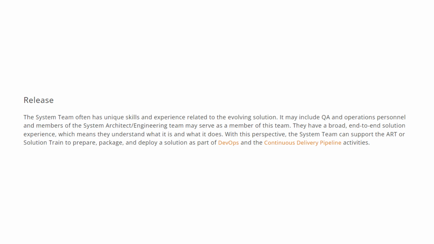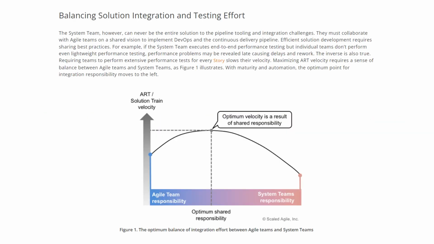So essentially, they will support continuous delivery as part of DevOps, as part of CI/CD. They will take care of automated deployment. They will take care of release on demand, right? So those are very crucial responsibilities for a system team.